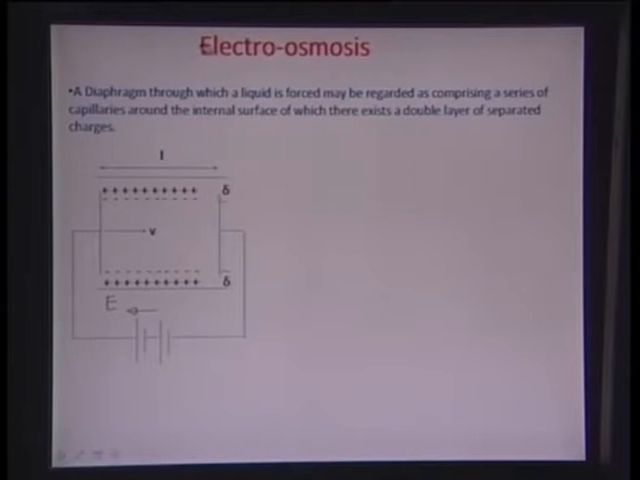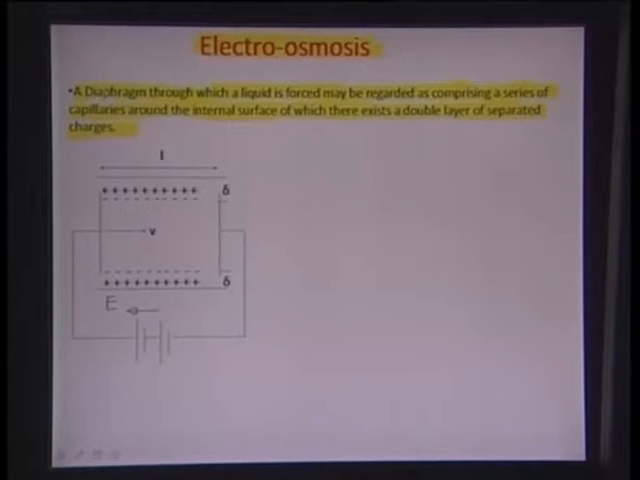And as you know, by definition, electroosmosis really is a case where liquid is pushed through a set of microcapillaries. A diaphragm can be considered as a bunch of different microcapillaries through which a liquid is forced. Around the internal surface of these capillaries, there exists a double layer of separated charges because of the flow of fluid, which is pushed through this set of microcapillaries.